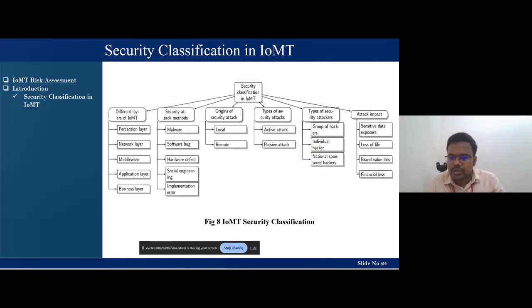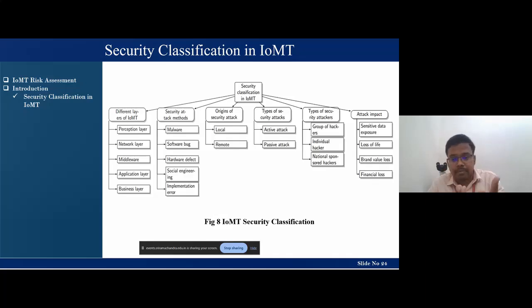Types of security attacks: a group attack is very dangerous, an individual attack means the difficulty level will be easy, and a national or sponsored attack is very, very difficult. So we need to classify that also. Then attack impact: sensitive data exposure, loss of life, brand value loss, and financial loss. So it's a very, very important area.